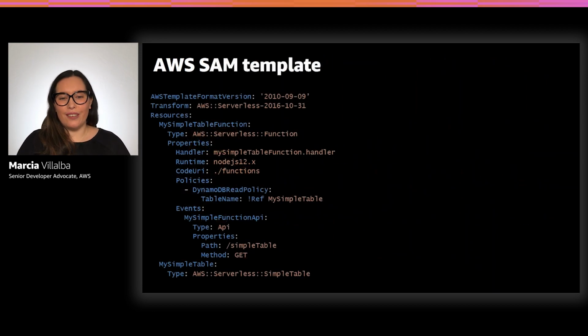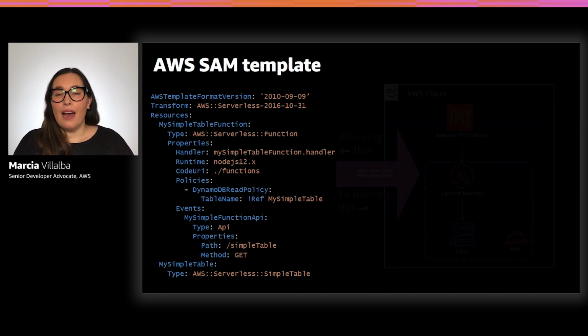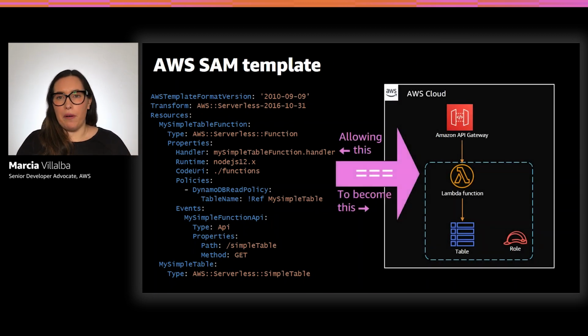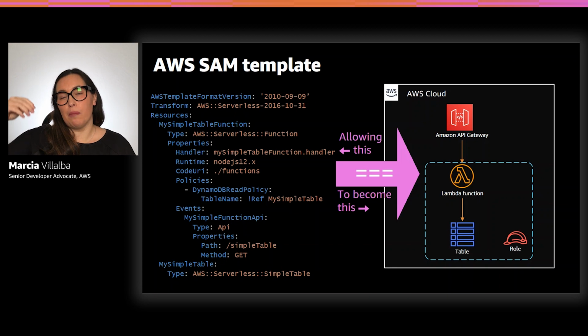So how it looks something like this. This is a SAM template that produces a little architecture like this. This is a very powerful combo: API Gateway, Lambda function, and then a table with the permission that the Lambda function has the capability to read on that table. We'll have all that defined in this little template.